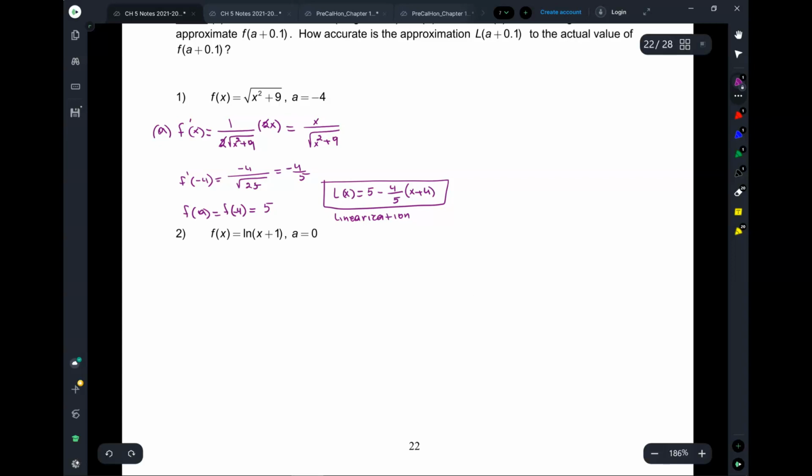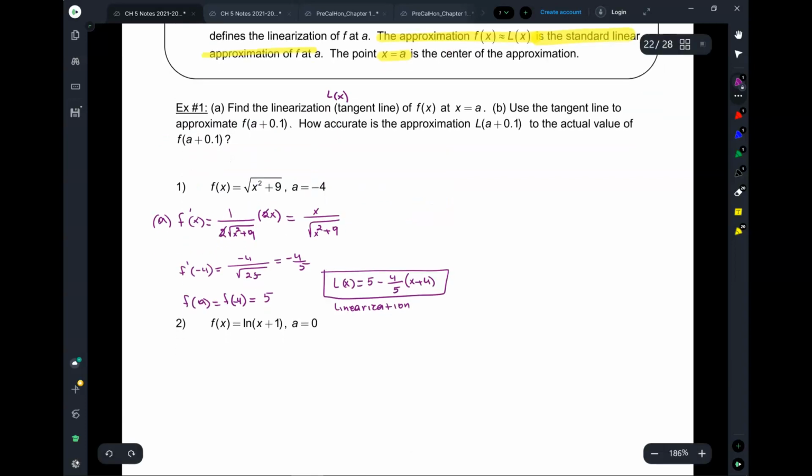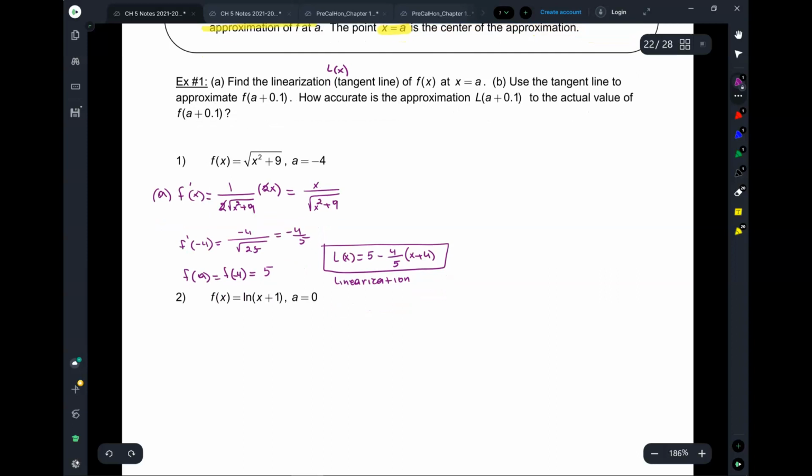So this is the linearization. In other words, this is the equation of the tangent line, which we're going to use to evaluate our function. Now, because this is an approximation, right, we also tend to use that approximation symbol.